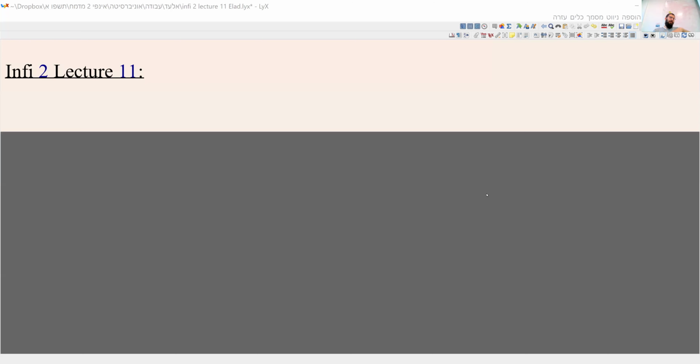And what I want to start with today is the following theorem. I call it the integral test. I don't need to remind you anything specific, so just write it down.